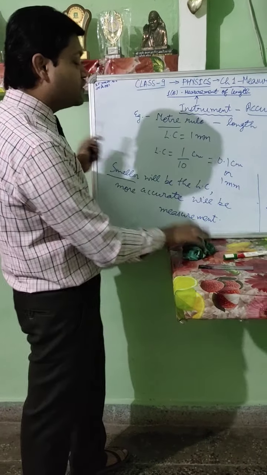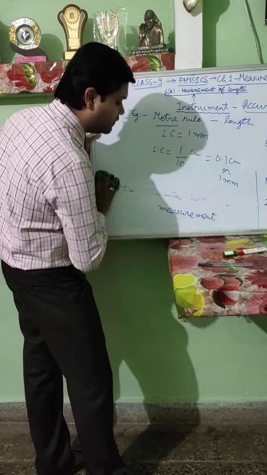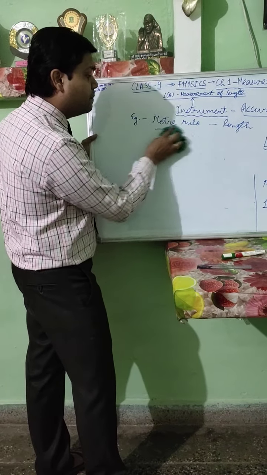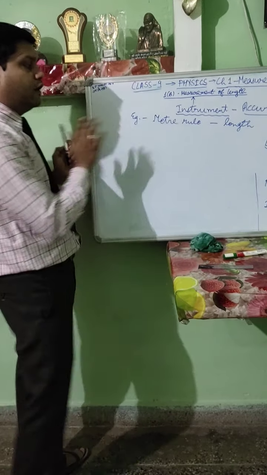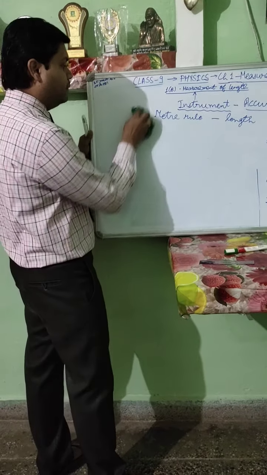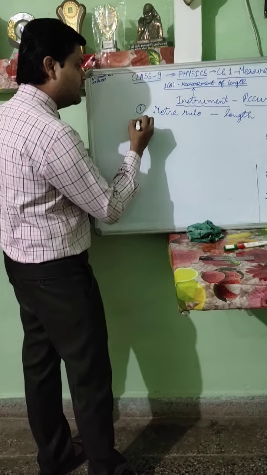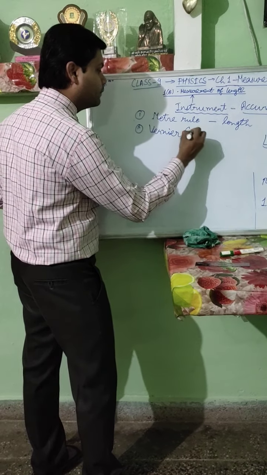So for measurement of length, in this chapter we are going to study and discuss 3 main devices which are used for measuring length. First one is the meter rule only, which we have discussed right now. Second one is vernier calipers.